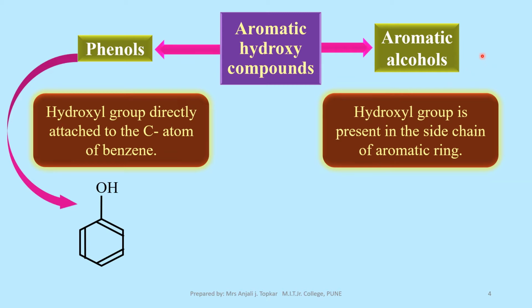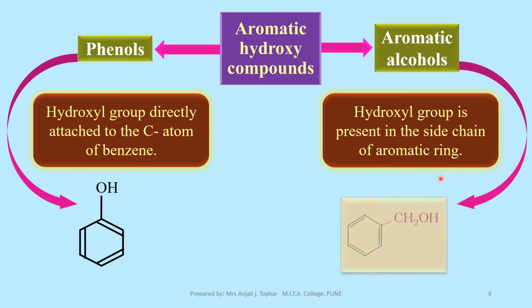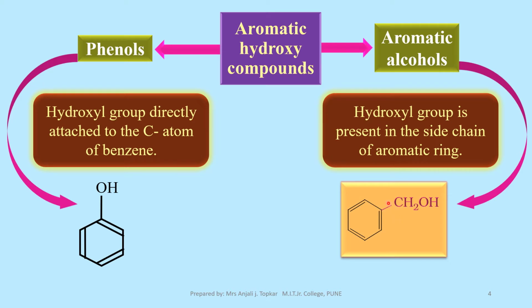Let's talk about aromatic alcohols. The hydroxyl group is present in the side chain of the aromatic ring. As it can be seen here, this is the benzene ring. To this benzene ring, a side chain is attached. To this side chain, the OH group is attached. Such alcohols are said to be aromatic alcohols.